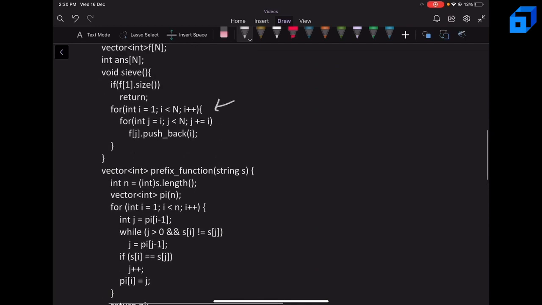So we'll iterate from 1 to n, and then we will move over all the multiples of n. So for j equal to i, j less than n, j plus equal to i. And finally, we will append i to the factors of j.